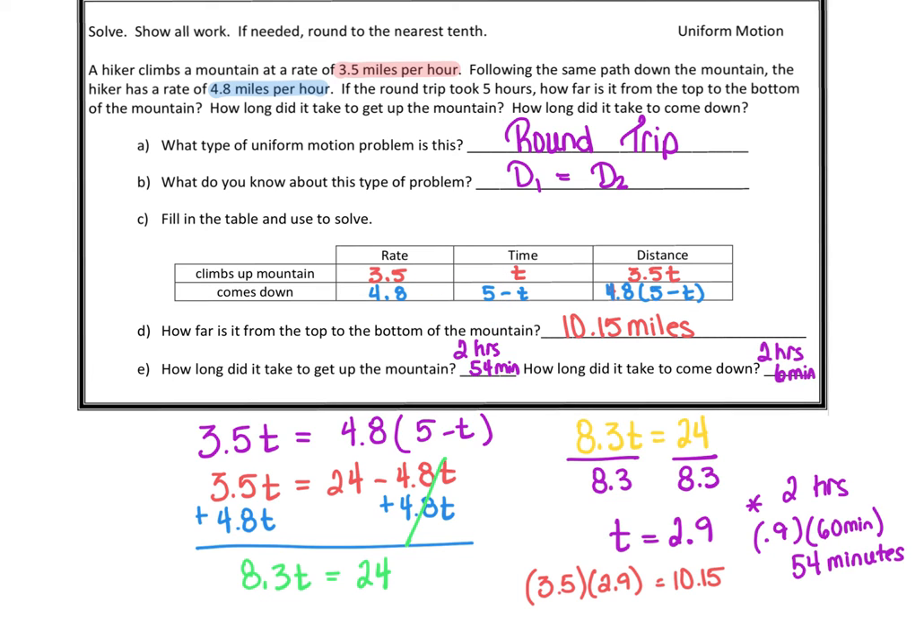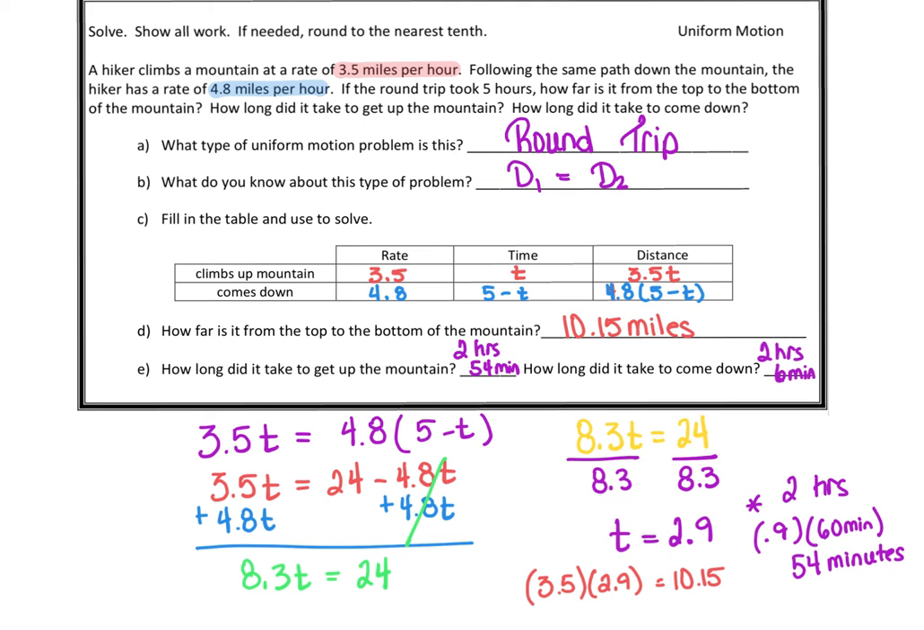I just multiply across to get this column. 3.5 times t, 4.8 times... Remember, you group it. If you have a plus or minus, you must put parentheses around it. These are equal, so I set them equal to each other. I distributed here. 4.8 times 5, 4.8 times negative t. Moved my variable over by adding. I got 8.3t equals 24. When you divide, you get 2.9.